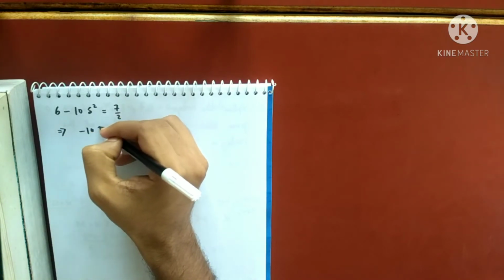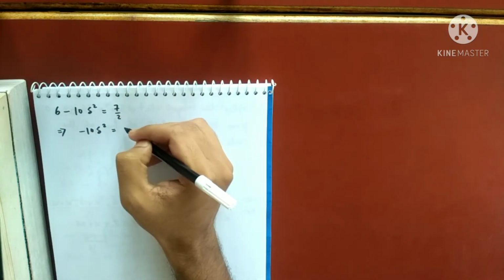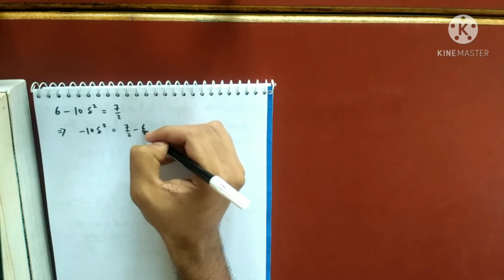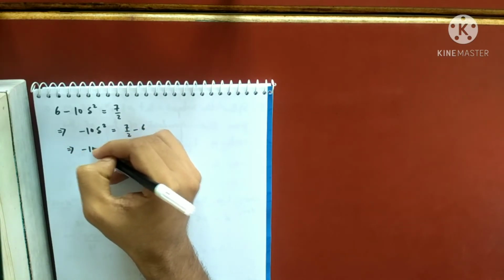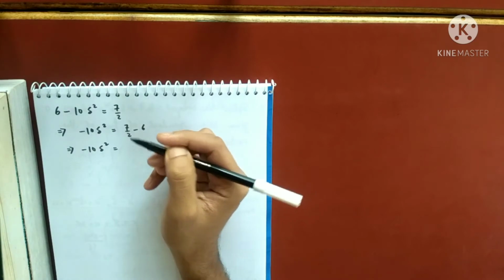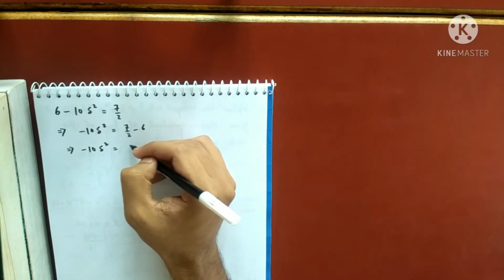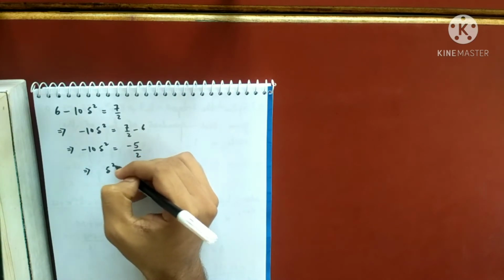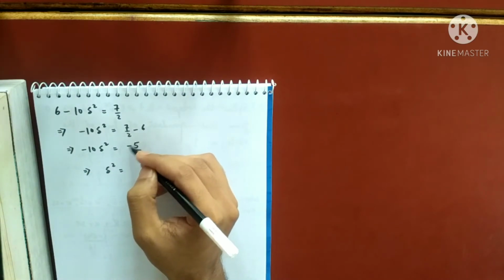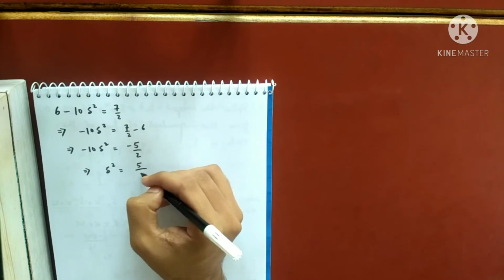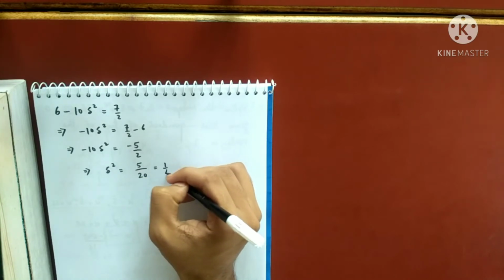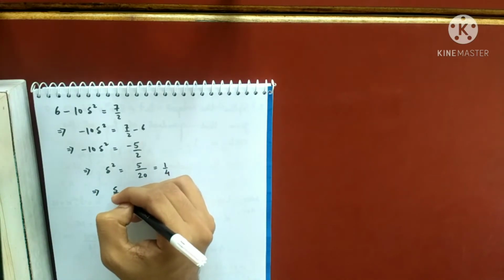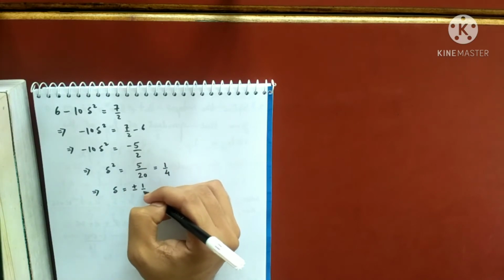So minus 10 delta square equals 7 by 2 minus 6. Minus 10 delta square equals 7 minus 12 is minus 5 by 2. Delta square equals minus will cancel, 5 by 20, that is 1 by 4. So this implies delta equals plus minus half.